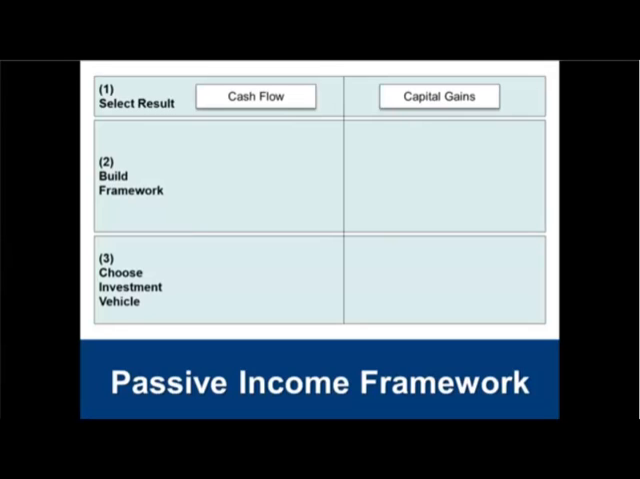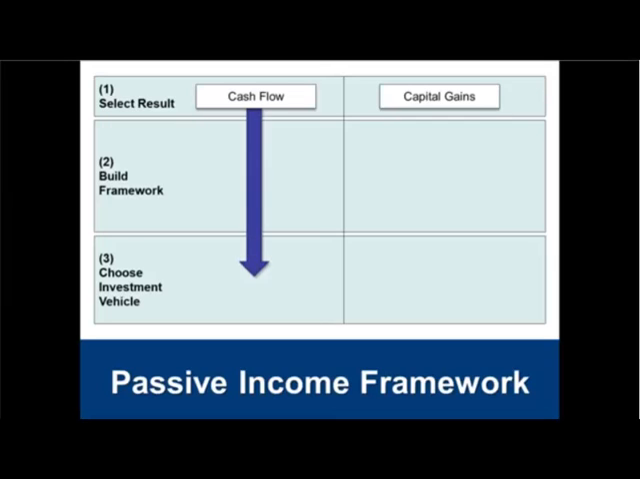So there are two results when you're trying to build wealth: cash flow and capital gains. And you really want to have both in your portfolio. But we all know what cash flow is. Capital gains is simply something you buy, you pray it goes up in value, and then you sell in the future. Now, on this training, we're not talking about capital gains. We're just going to stick with cash flow. So you pick the result first.